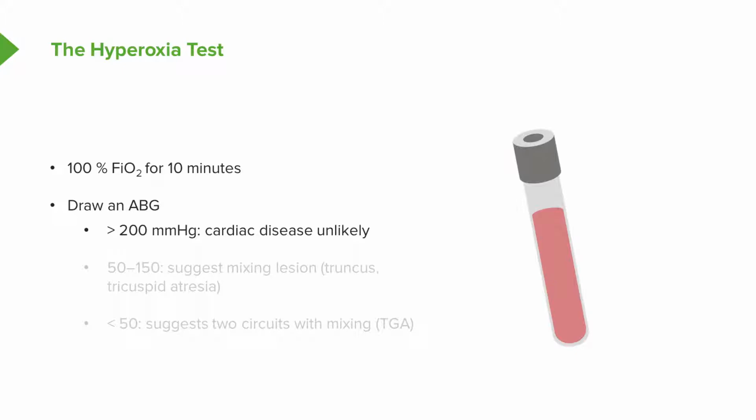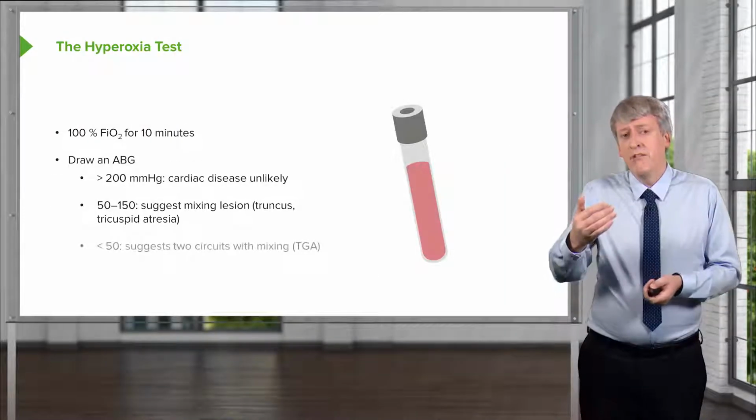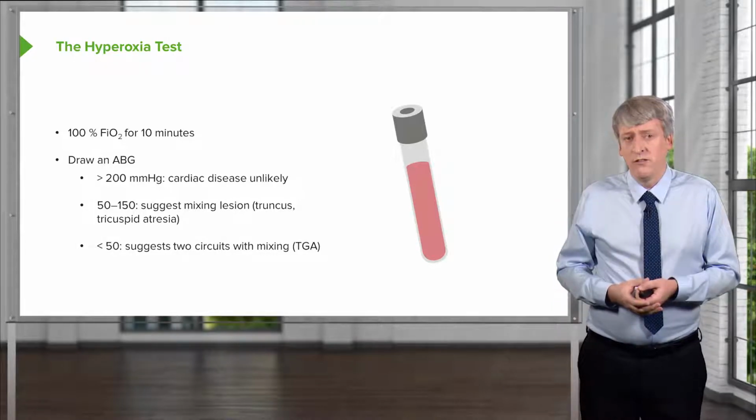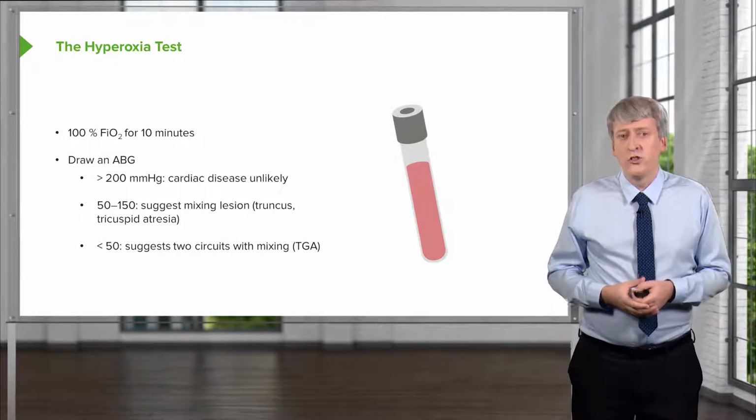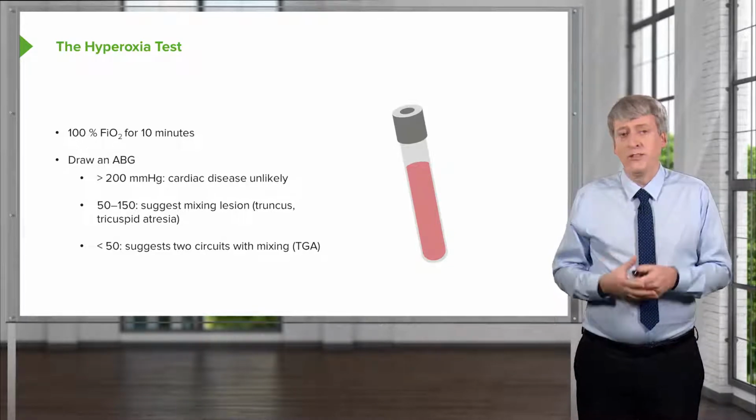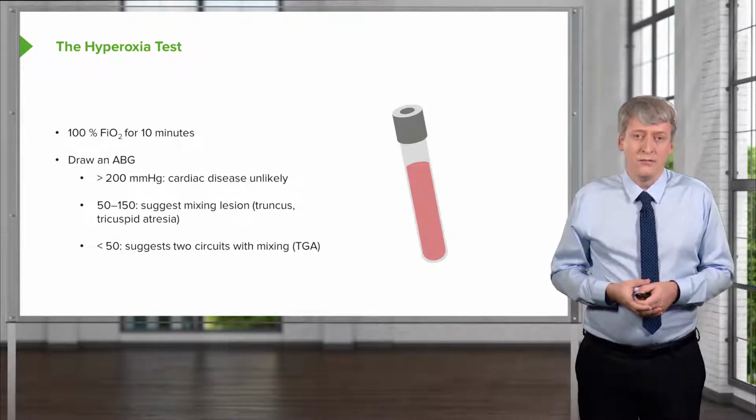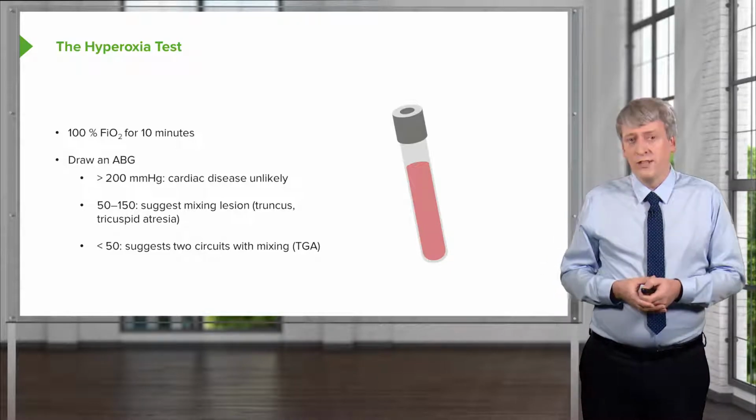If the level is between 50 and 150, that's a typical range for a mixing lesion. A mixing lesion is one where the right-sided blood and the left-sided blood is mixing before it goes out to the body. Examples of those include truncus arteriosus and tricuspid atresia. If the level is very low and less than 50, it's likely that infant has two circuits, and that would be classic for transposition of the great vessels. And we'll talk about all of these diseases next.